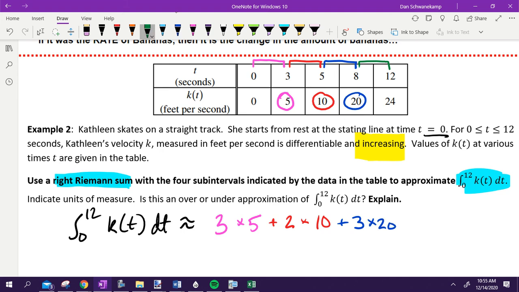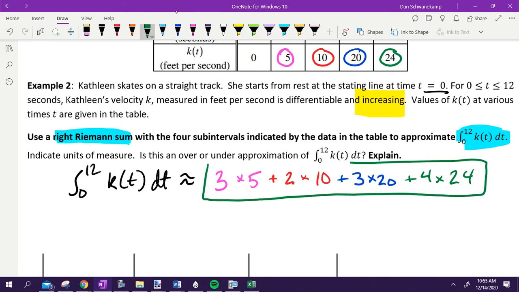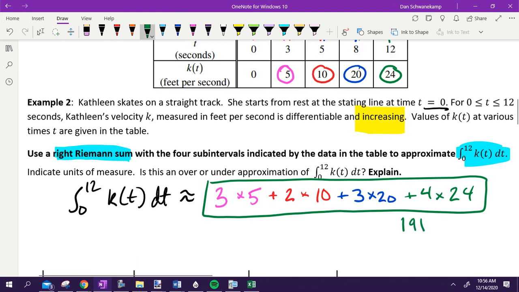And then my last one, Max H, what's my width of the last one going to be? 4. What's my height going to be? 24, the number on the right side. So it's 4 times 24. Boom, there's my answer. I could just leave it totally like that, put a box around this guy, and call it a day. Okay, unless you have your calculator, leave it like that. We could do that. If I were to type that all into my calculator, you would get an answer of 191. What would my units be on that guy?